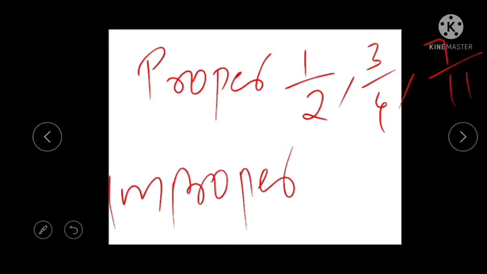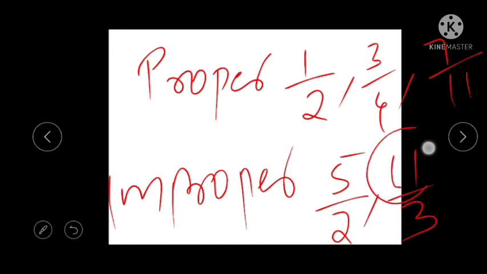Suppose the numerator is greater than the denominator. For example, 5 by 2. In this example, 5 is greater than 2. Therefore, it is an improper fraction. Then 11 by 3. 11 is the greater number.